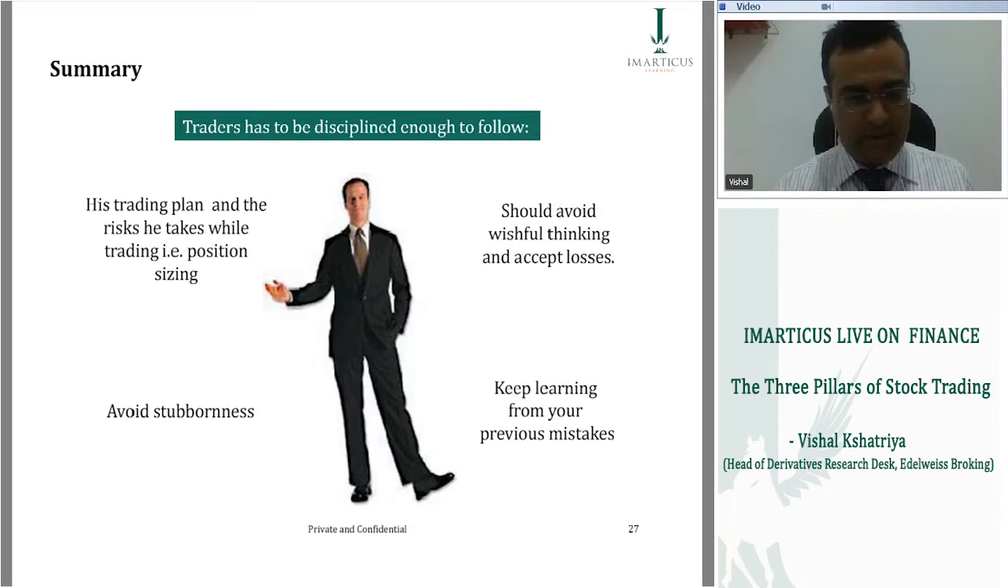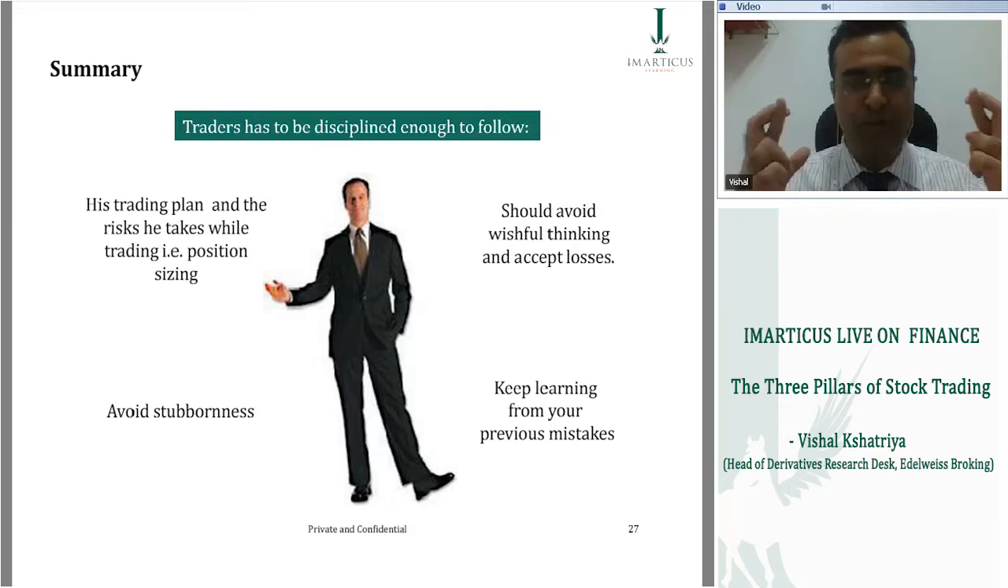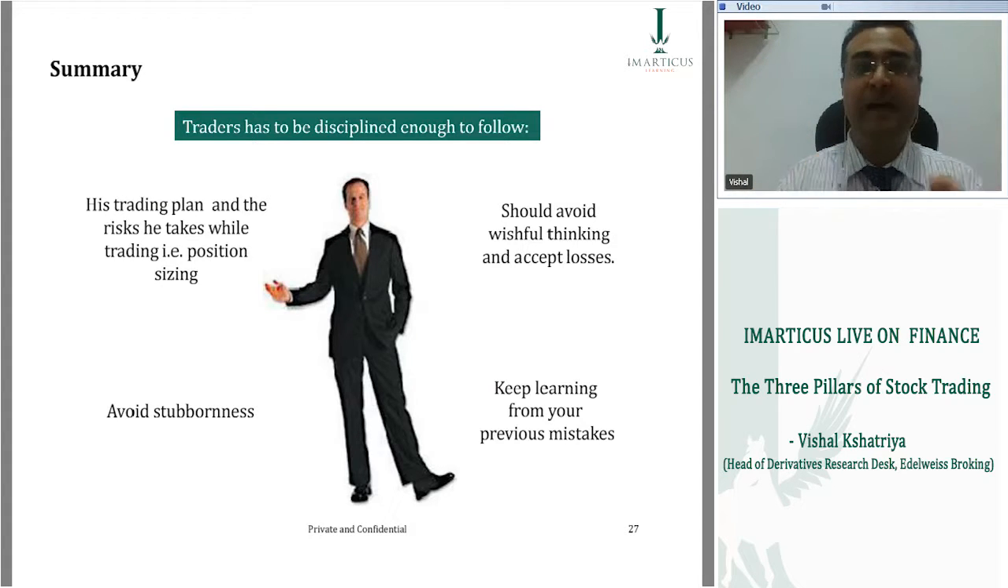So, a summary of what I would like to highlight here is that a trader has to be disciplined enough to follow, one, his trading plan, and the risk he takes in each and every trade, that is position sizing. He should avoid wishful thinking. He should not be hopeful. He should not keep his fingers crossed when he buys. If the stock which he has bought is going down, just accept it and exit from that trade. Don't be fearful. Don't be emotional with that particular trade. Avoid stubbornness and keep learning from your previous mistakes.